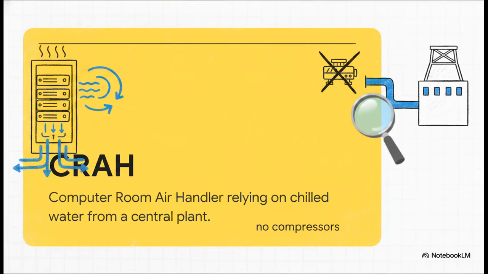CRAH. This stands for Computer Room Air Handler. The distinction here is absolutely vital. A CRAH relies entirely on chilled water pumped in from a central chiller plant. There are absolutely no compressors and no refrigeration circuits inside this specific cabinet, none.